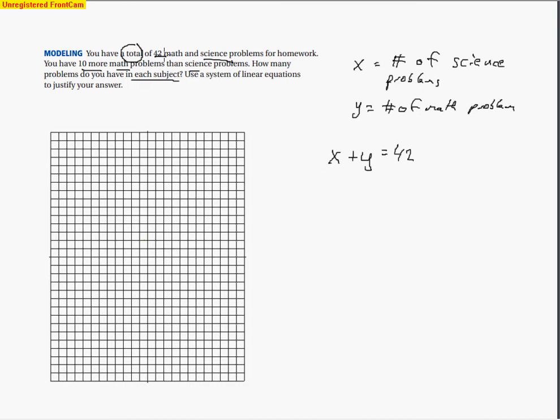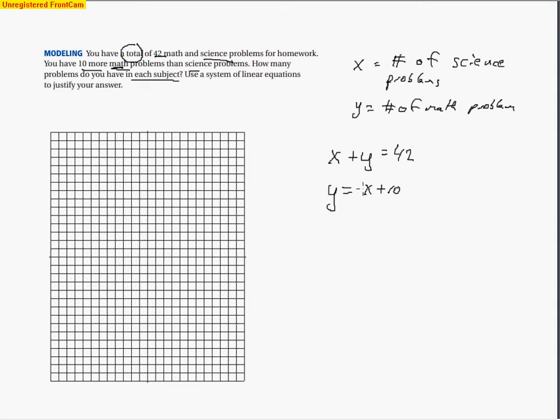And then I've got another equation. It says you have 10 more math problems than you have science problems. So the math problems is y. So y equals the number of science problems plus 10, because I have 10 more math problems than science problems. So I have to add 10 to the number of science problems. That gives me the number of math problems.